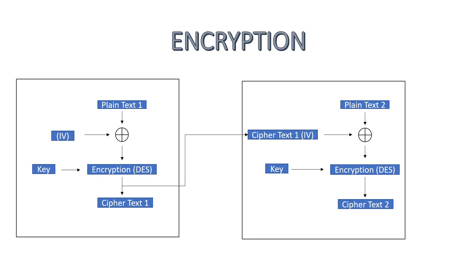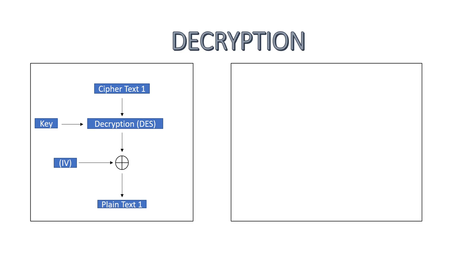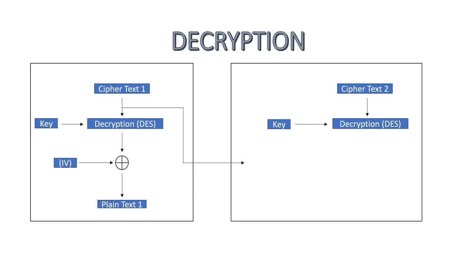Moving on to decryption. Ciphertext 1 is first decrypted using DES, which would give us the result that will be compared with the initialization vector, which will then give us plaintext 1. The ciphertext from the current block will be used in the following block as the initialization vector, which will then pass through the same methods from the previous block to give us plaintext 2. That is all I have.